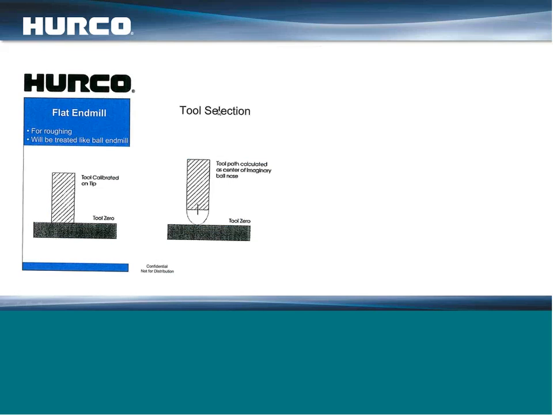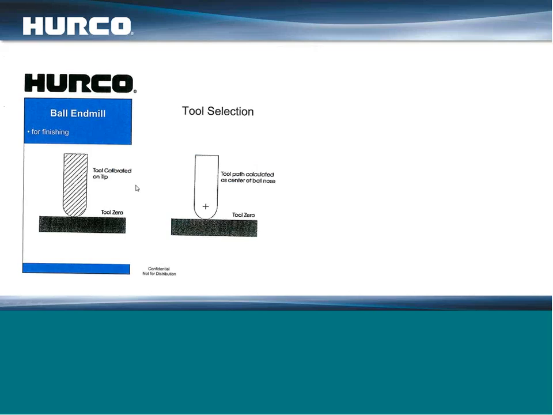As far as the tools that you can use, either a flat or bullnose end mill or a ball end mill. You can see when using a flat end mill, you have to take into consideration how the control is going to treat that. When you take your tool and touch it right off your part, the control is going to treat that as though it is a ball end mill. So it's going to create a radius here on the end.